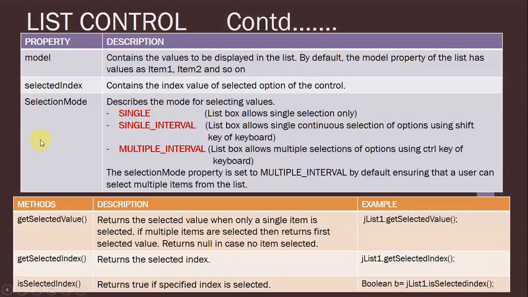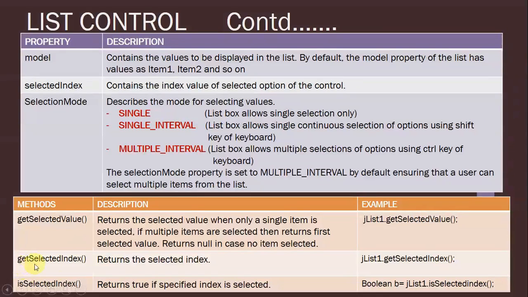Now let us consider a few methods. The first one is getSelectedValue. This method returns the selected value when only a single item is selected, and if multiple items are selected, then it returns the first selected value, and it returns null in case no item is selected from the list control. If jList1 is the name of the list box which we have created in the form, then we can use this method like this: jList1.getSelectedValue().